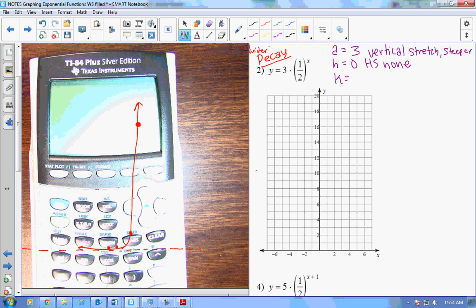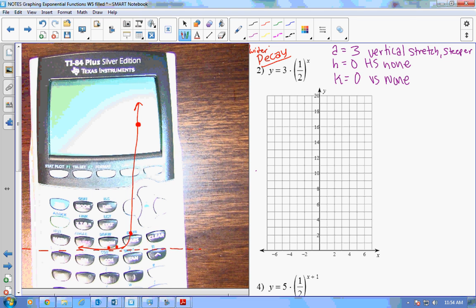After the exponent comes k. What number is being added or subtracted after the exponent? Good. Laura, what do you have? Good. Vertical shift is also none. It's not always that way, but for these two it has been.